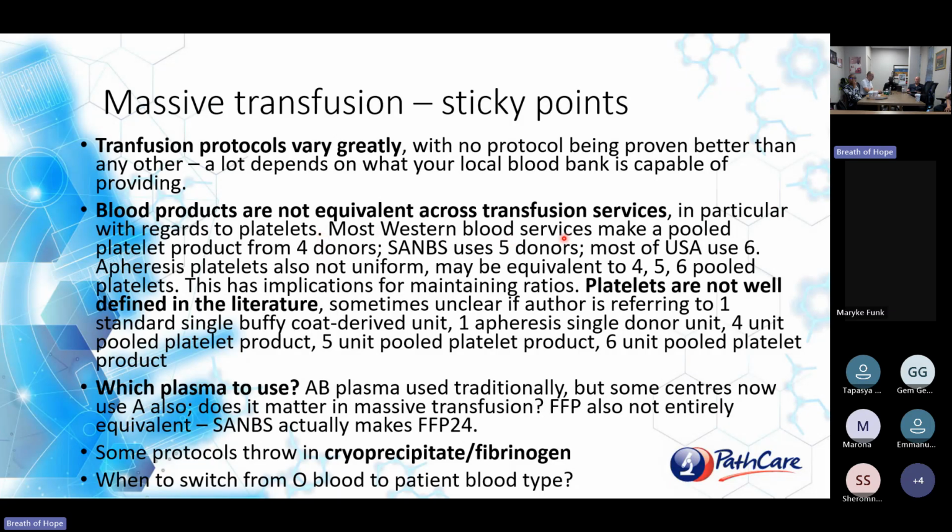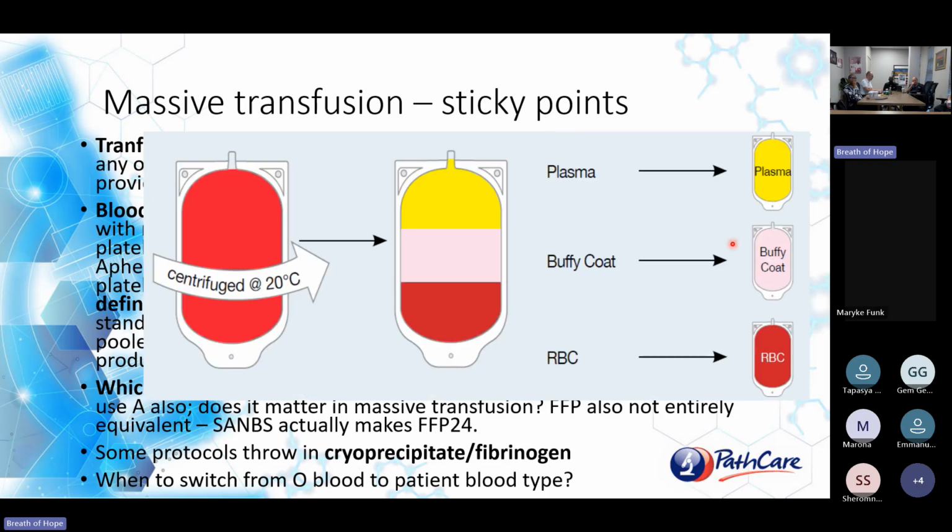Now, most Western blood services make a pooled platelet product from 4 donors. This is particularly true in Europe, and this is what you should bear in mind when you're reading European literature. SANBS uses 5 donors, and North America tends to use 6. So what do I mean by that?